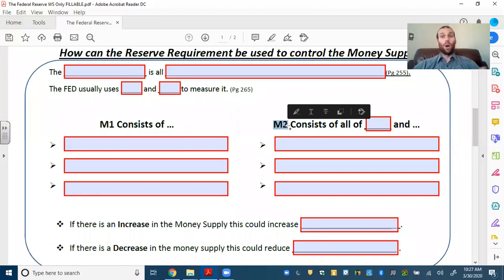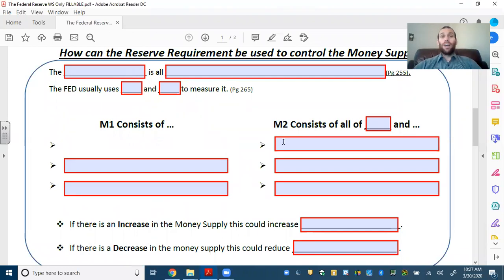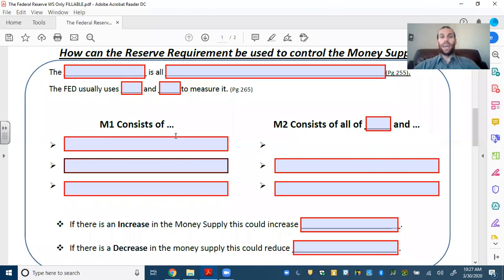everything in M1. So sometimes you get little tricky questions there, just something for you to think of, that if you put money from your savings account and tried to cash it, M2 wouldn't change because you took the money from M2 and put it into M1.